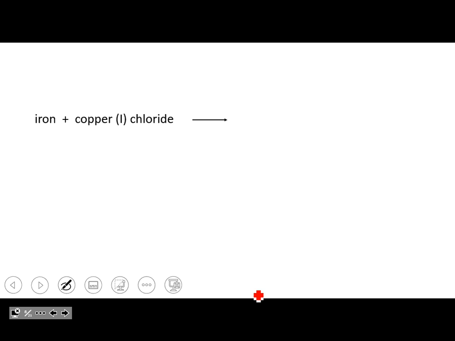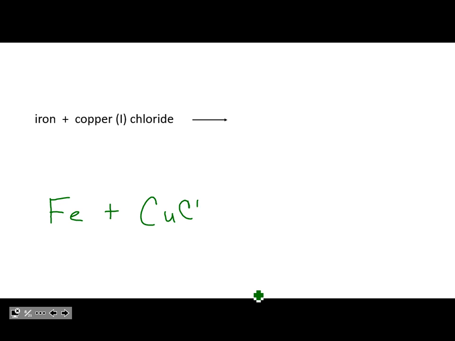Moving on. My next one is iron plus copper 1 chloride. Fe plus, copper tells me copper is a 1+. I know chlorine's a 1-. CuCl2. Actually, it's not a 2. That would be copper 2. CuCl.